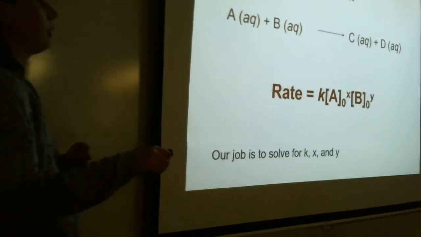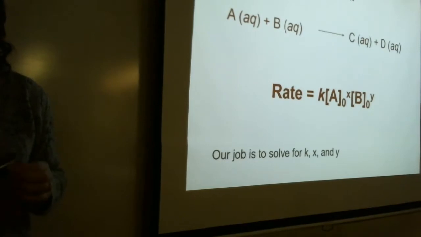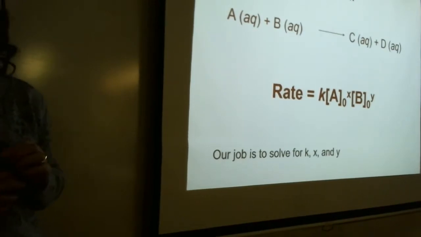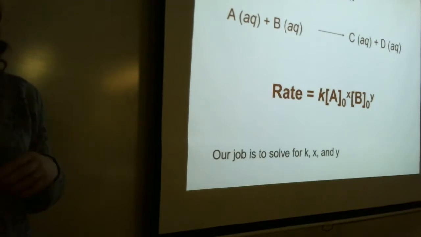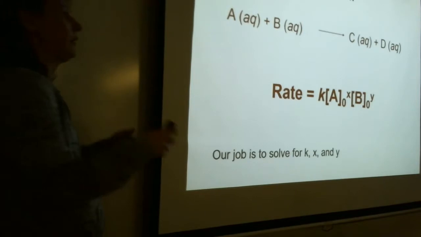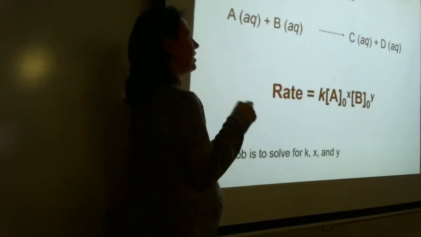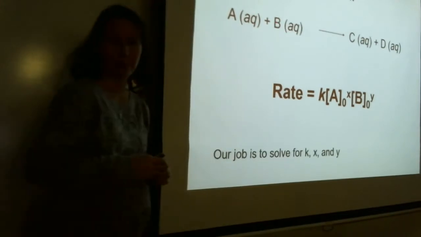So again, why are the products not considered here? How come C and D are not part of this? Do C and D exist yet at the very beginning? No, they don't. And we're not measuring the rate of formation of this, we're measuring the rate of disappearance of this.